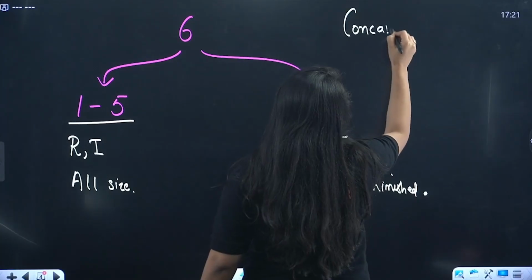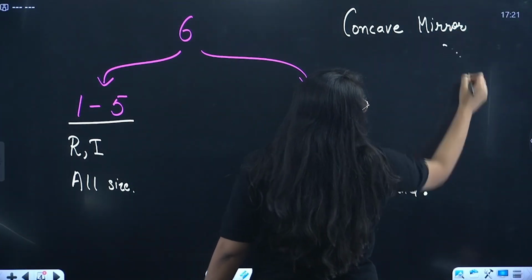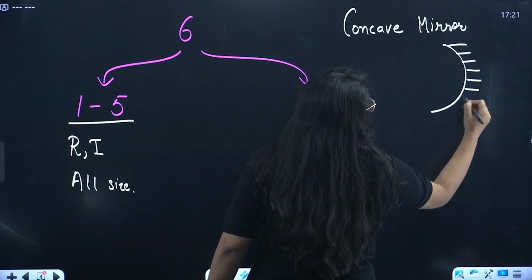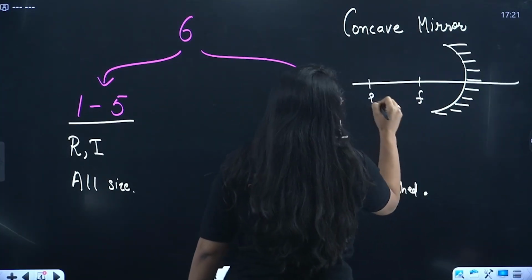Now beta, this is the basic outline of your concave mirror. This is your concave mirror. Now how does it look like? Ma'am, it looks like a cave. Concave, so it looks like a cave. That much we know. This is your focal length, this is your radius of curvature.